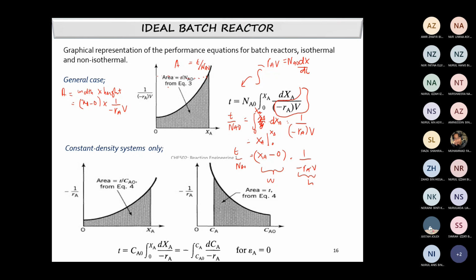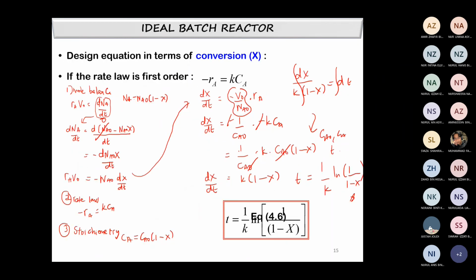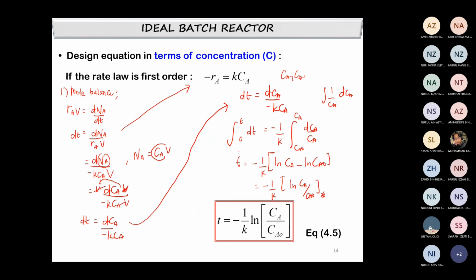Okay, so just tengok aja mana X dia, mana Y dia. Okay, so for this one, yang bawah ni pula constant density system only. Ini in term of, kalau sebelum tu I explain you XA, sekarang ni in term of CA0 dengan CA. Okay, so area dia akan berubah jadi T sahaja. So this area is equals to T. Okay, tengok balik sebelum ni. Okay, for this one we have this. Okay, yang kita simplify lah.